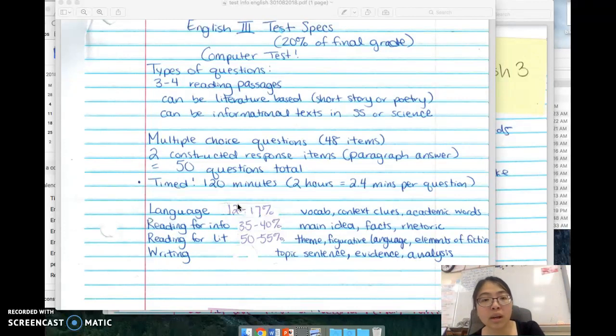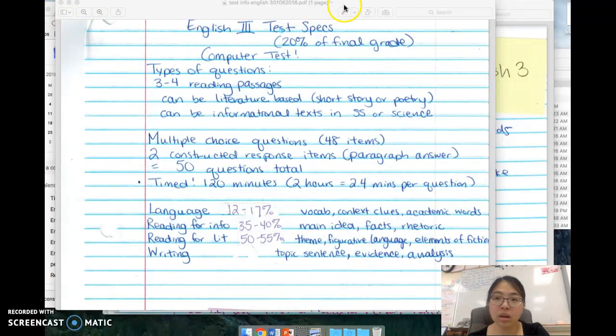So for the English 3 test, you've got 12 to 17% on language, that's vocabulary, context clues, academic words. 35 to 40% testing you on informational reading, so looking for main idea, facts, rhetoric. And then 50 to 55% is on theme, figurative language, and elements of fiction. That is reading for literature. And then all of the constructed response questions will be testing you on writing, which is to see how well you can make a topic sentence, gather evidence, and analyze.